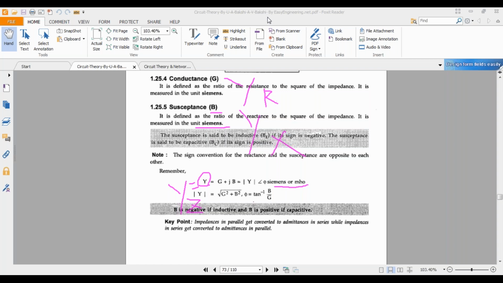So these are important bits for competitive examinations. I am telling you, the definitions of resistance, reactance, impedance, admittance, susceptance, and conductance are totally 6 parameters. 1 by R is called G, 1 by X is called B, 1 by Z is called Y. Okay. Now we will proceed further.